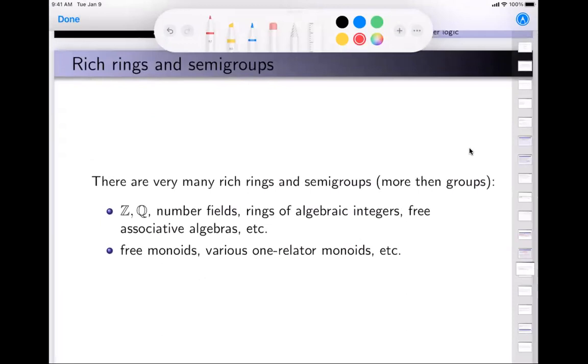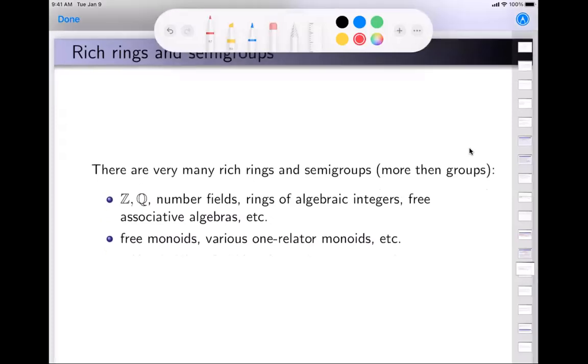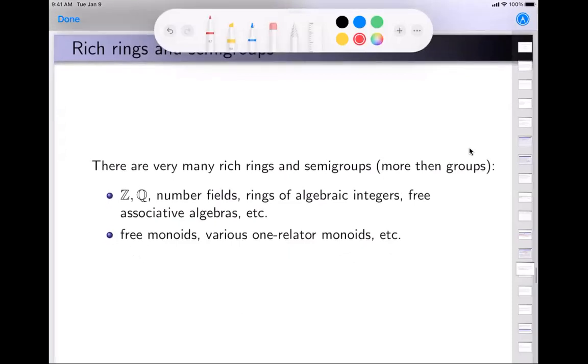I mentioned groups which are rich, but there are a lot of rings which are rich. For example, Z, Q, number fields, rings of algebraic integers. There are a lot of commutative rings which are rich. For example, free associative algebras, Laurent algebras, a lot. Actually, I believe there are much more rich rings than groups, but also semigroups.